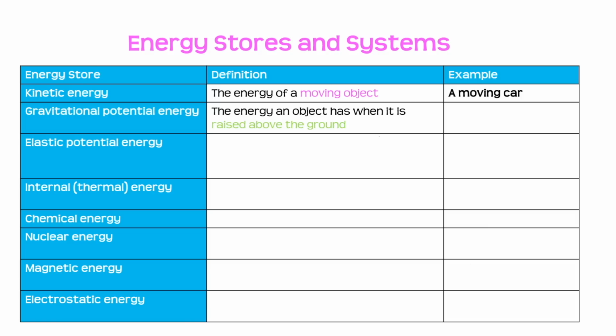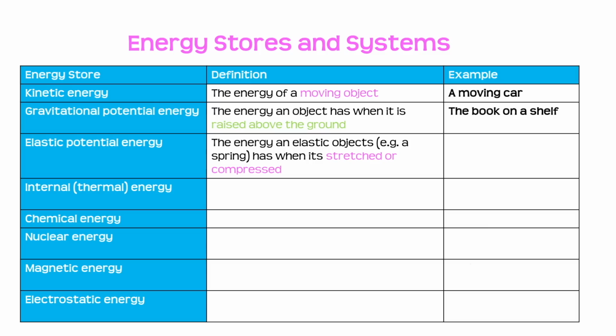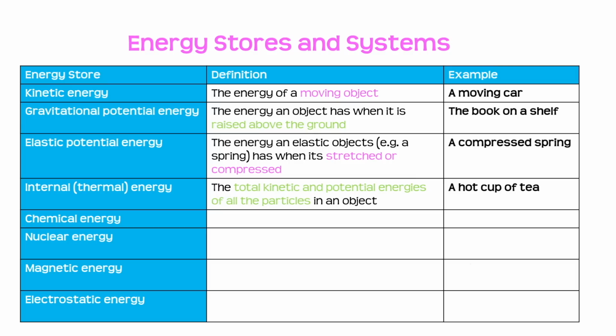Gravitational potential energy is the energy an object has when it's raised above the ground. So an example of something with gravitational potential energy is a book on a shelf. Elastic potential energy is the energy an elastic object, for example a spring, has when it's stretched or compressed. Internal or thermal energy is the total kinetic and potential energies of all the particles within an object. An example of this is a hot cup of tea.